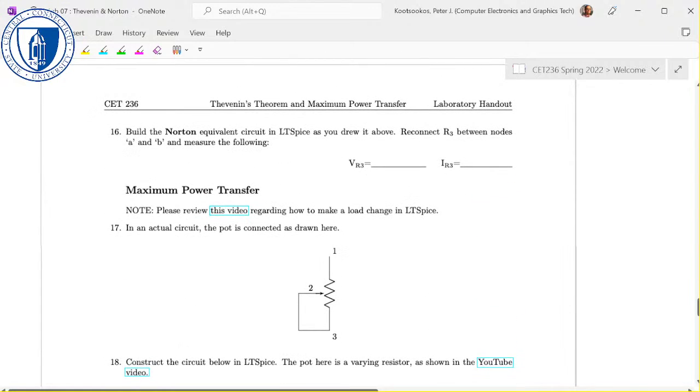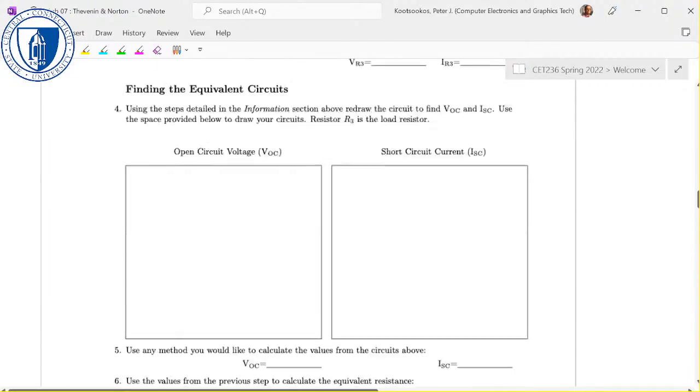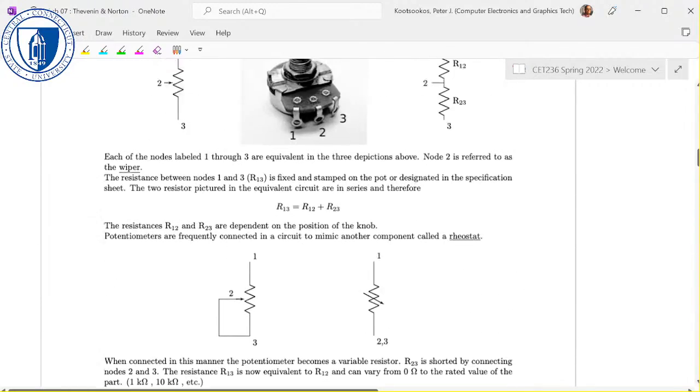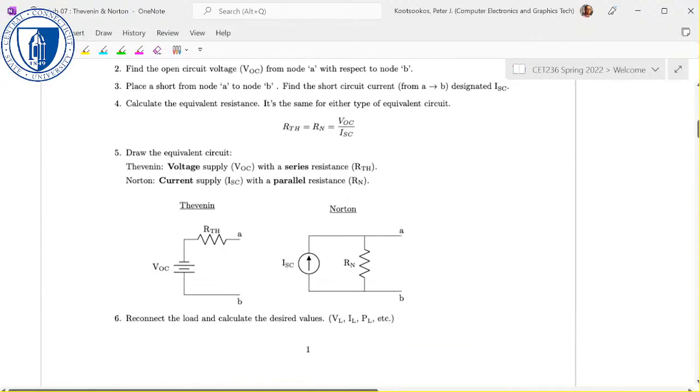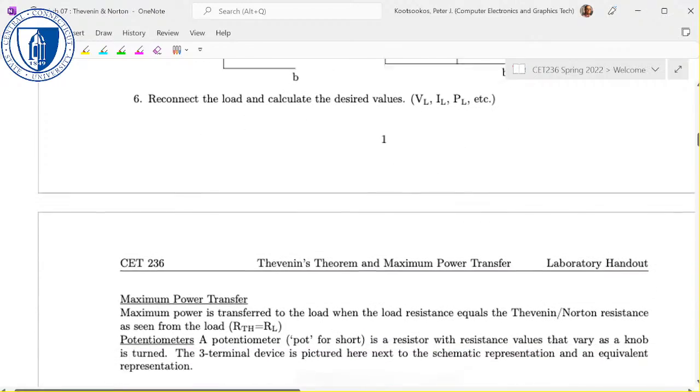Okay, we might leave doing the maximum power transfer until after the break, so in a couple of weeks' time. So the rest of it, though, is about Thevenin's theorem, or Norton's theorem, because we don't have any current supplies. We'll go with Thevenin.